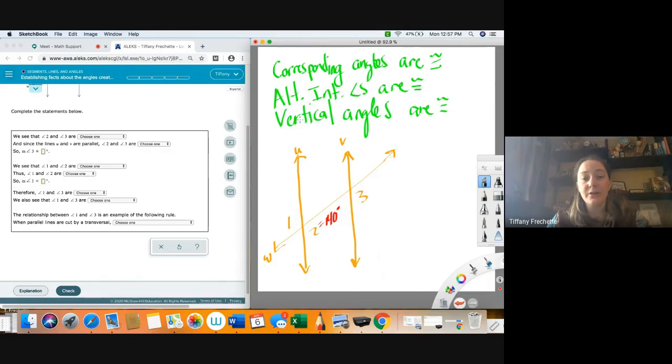So we know it's not vertical angles. Alternate interior angles, well, these are on the same side of this transversal W, so they're not alternate anything. So that leaves us with corresponding angles. We just need to make sure it's true.